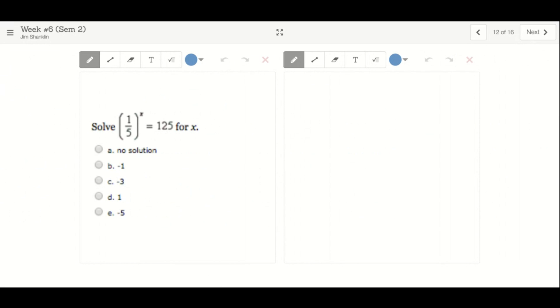What's my answer here? 1/5 to the x power is equal to 125. Without doing any work, -3 is correct. 1/5 to the -3rd power is 125. I agree with you.